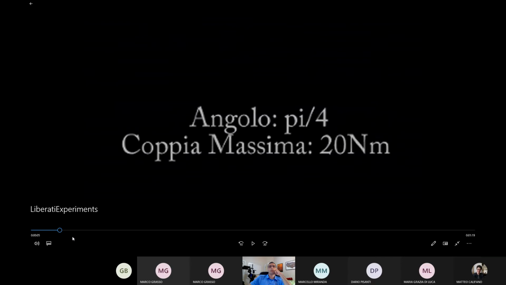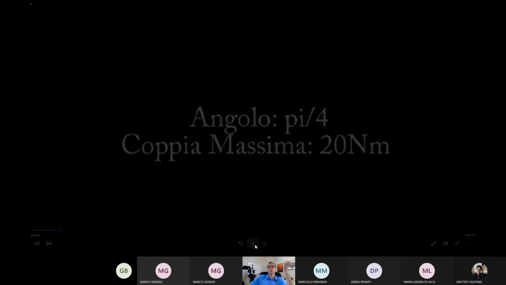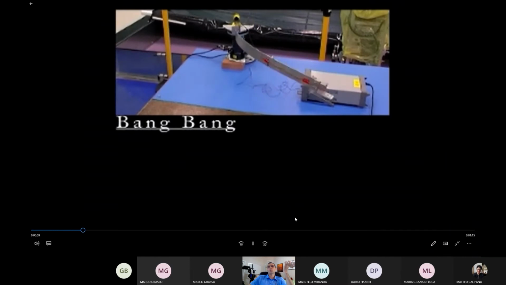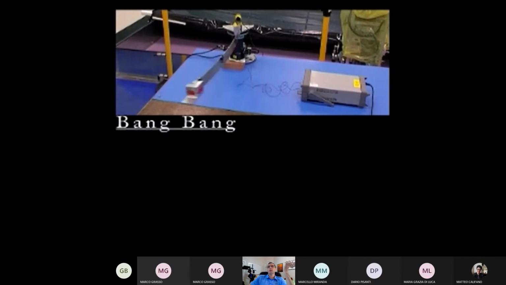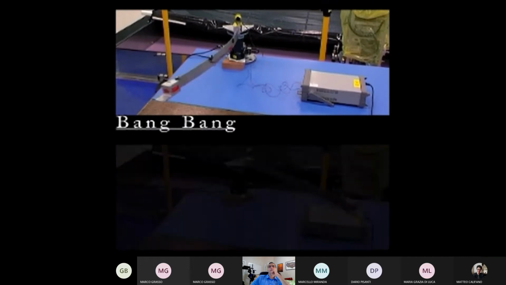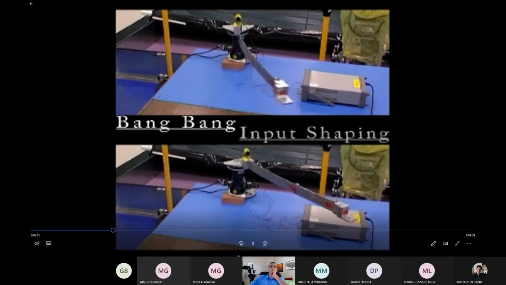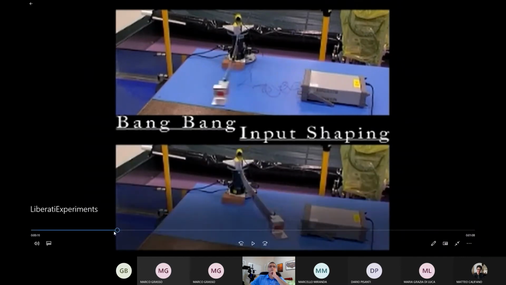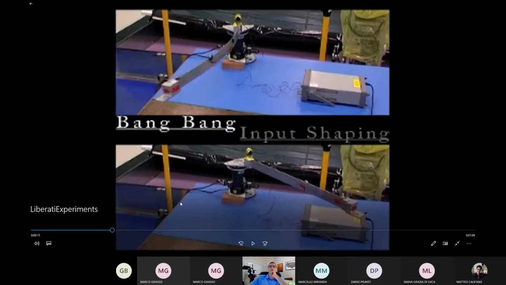Now there is a command that will change the angle 45 degrees and with a torque of 20 Newton meters. It's just a bang-bang approach. So you give maximum torque and then minimum torque the other way, and this is what you get. You are exciting definitely one mode that is making you oscillate a lot.